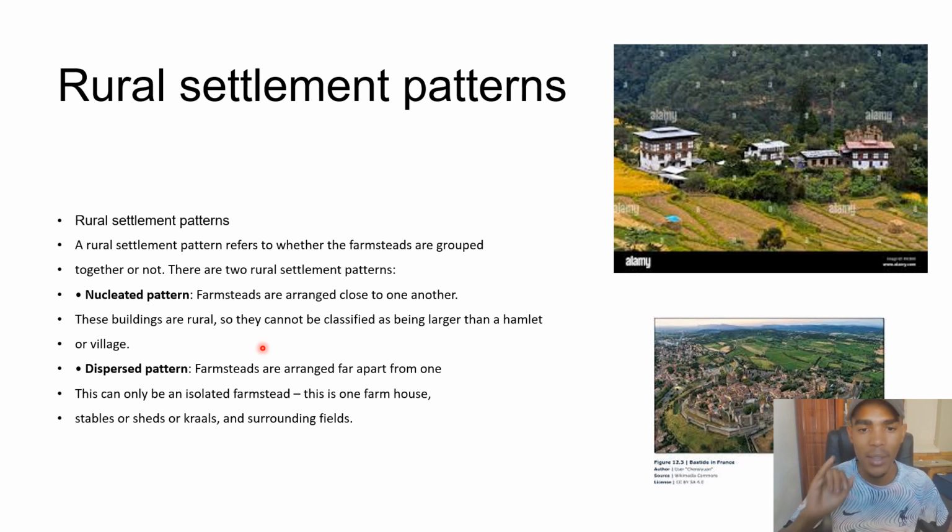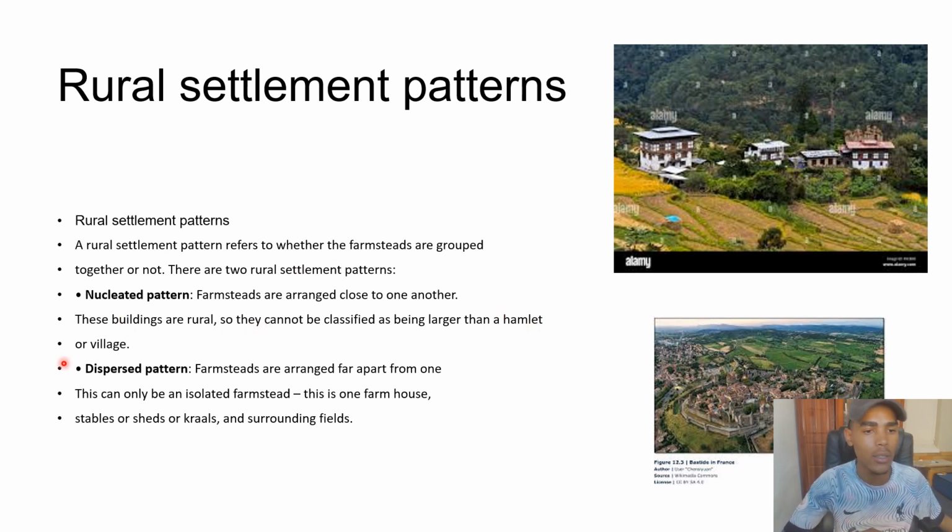Remember that the farmstead is the lowest. The urban hierarchy that we had didn't include the smallest, which is the farmstead. So, for your own information, the farmstead comes below the hamlet and the village.